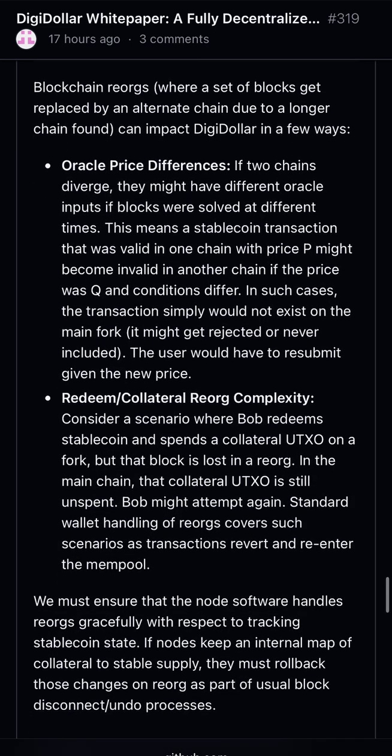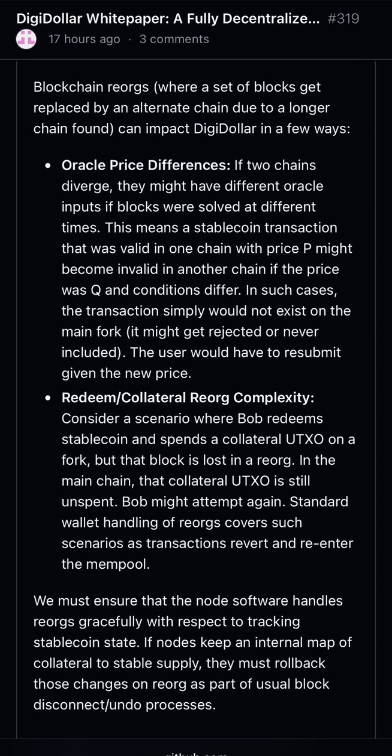Blockchain reorgs, where a set of blocks get replaced by an alternate chain due to a longer chain found, can impact DigiDollar in a few ways. Oracle price differences: if two chains diverge, they might have different Oracle inputs if blocks were solved at different times. This means a stablecoin transaction that was valid in one chain with price P might become invalid in another chain if the price was Q and conditions differ.